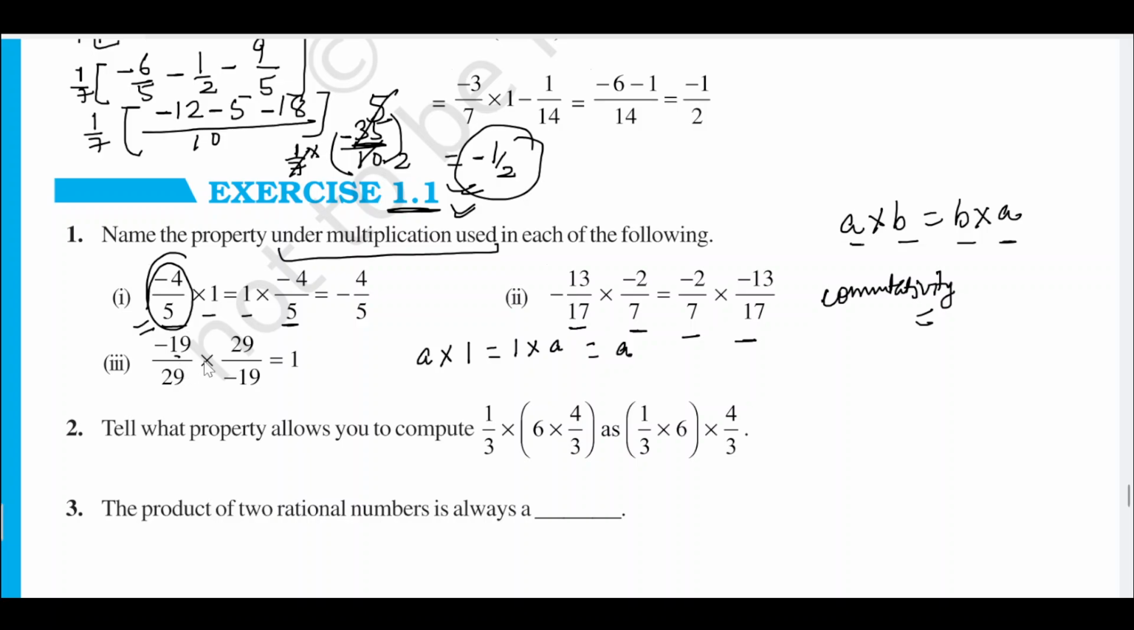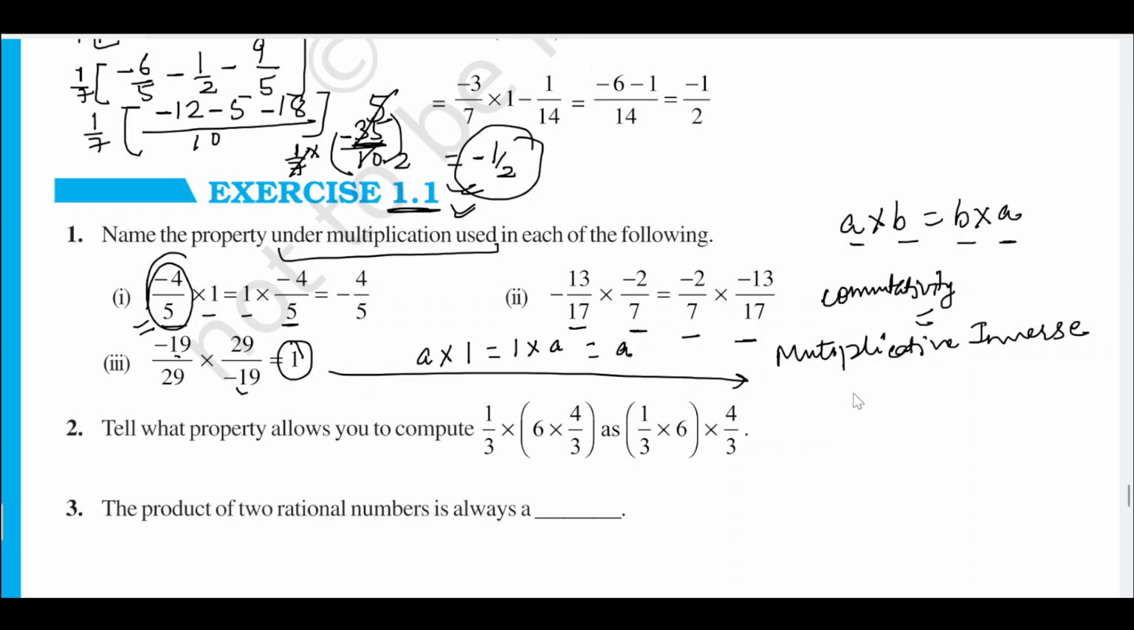Minus 9 by 29 into 29 by minus 19 is 1. Which property is this? This property is not discussed here. It is actually the multiplicative inverse.